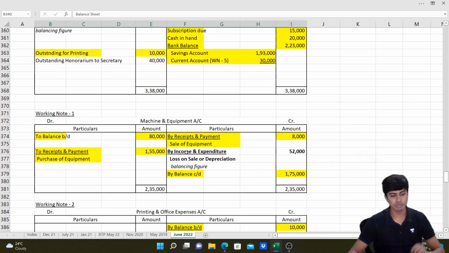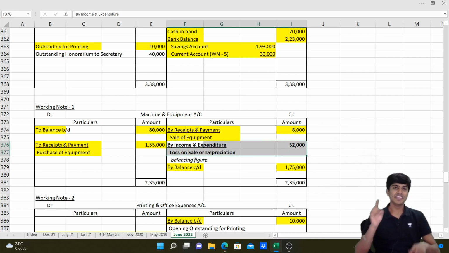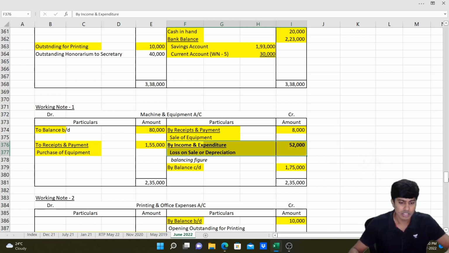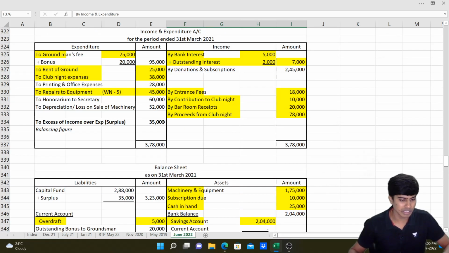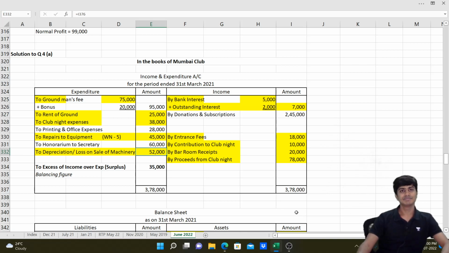Now if we come down to our machinery and equipment account, we have opening, we have purchase, we have sale, we have closing. There is a difference of 52,000. This difference is either loss on sale of equipment or depreciation. So we don't know which it is. Irrespective of whether it is loss or depreciation, it will go to income and expenditure on the debit side only. So I have written here depreciation or loss on sale of machinery 52,000.